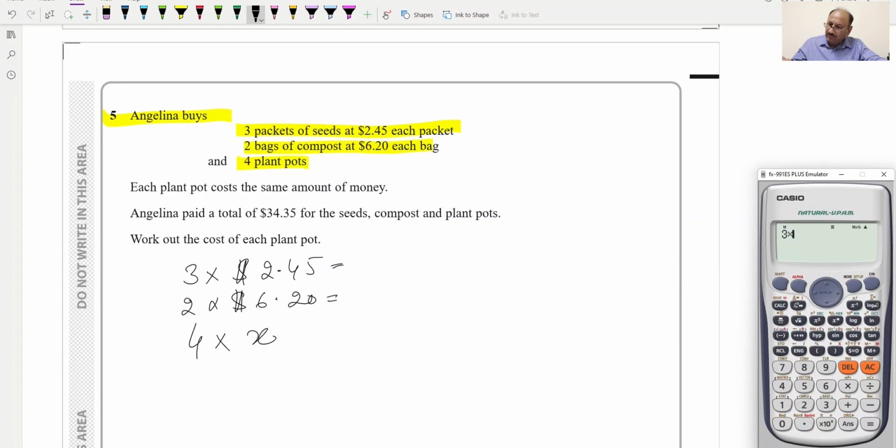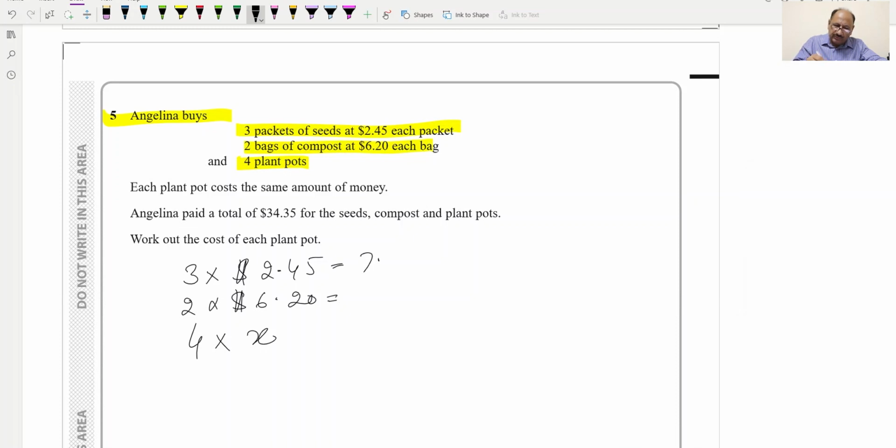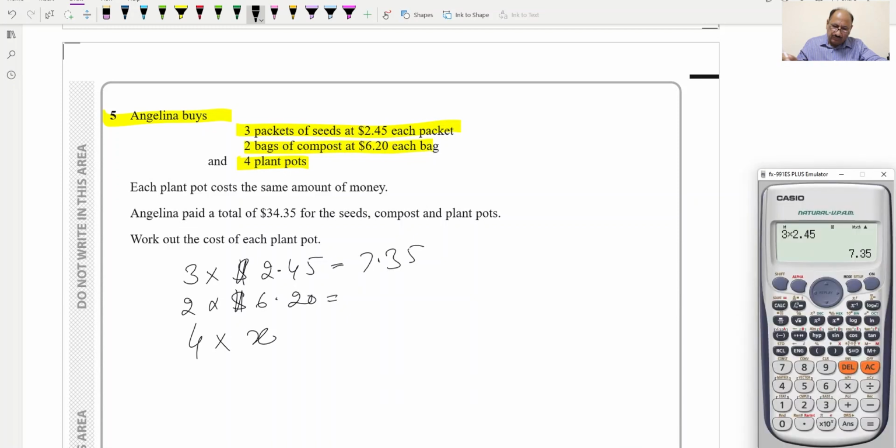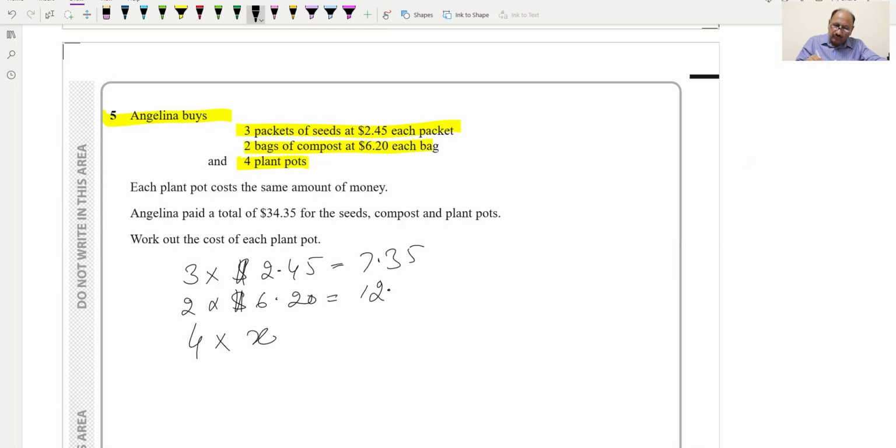So 3 multiplied by 2.45 is equal to 7.35, and next 2 multiplied by 6.20 is equal to 12.4, and this will be 4x. When we multiply x with 4, it will be 4x. Each plant pot costs the same amount of money. Angelina paid a total amount of this for all these, so work out the cost of each plant pot.